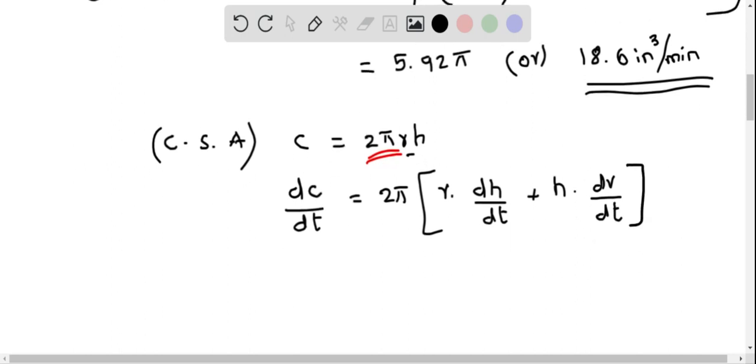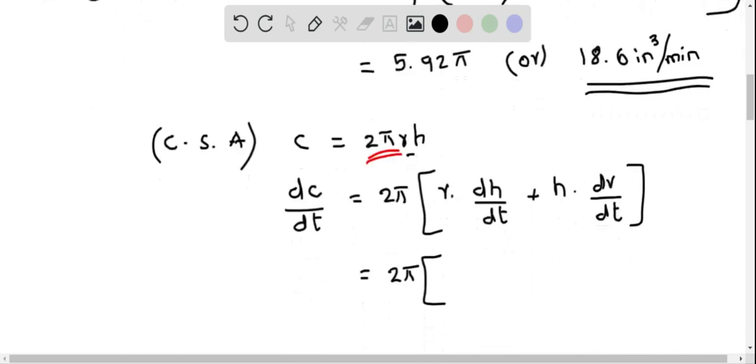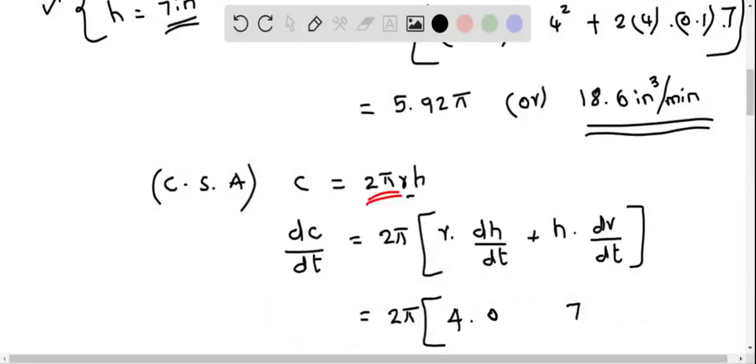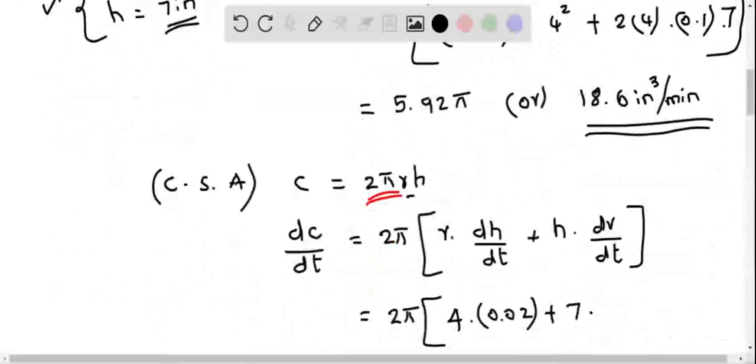Now let's plug in the values. We have all the information. So this is 2 pi. We are calculating the curved surface area, the rate at which it is increasing at the same time. So we can utilize this information. R equal to 4 and H equal to 7. So let me put R equal to 4 here and H equal to 7, and dH over dt is 0.02. So we can plug in 0.02 over here. We have a plus times dr by dt, which is 0.1 inches per minute. So I put 0.1 over here.